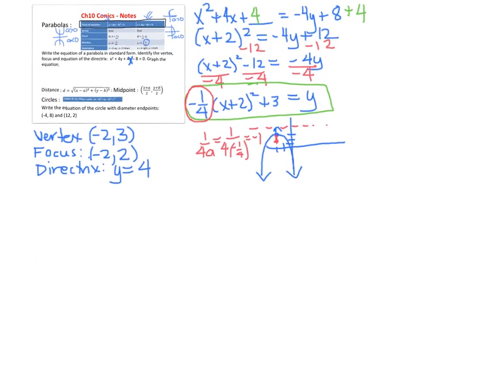Now we are going to work on the circle. So when you're doing a circle, notice you have a distance formula, a midpoint formula. You will definitely be given the circle formula.